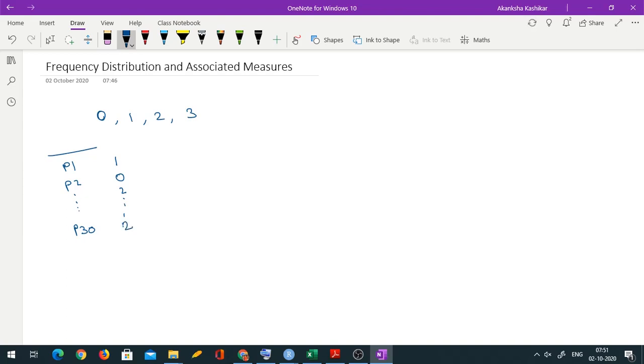Okay. So at the end I can make a frequency table of 0, 1, 2, 3. So how many people said they have 0 siblings? Maybe out of 30, 2 people said they have 0 siblings. Then maybe 20 people said they have 1 sibling. Then maybe 4 people said they have 2 siblings. And then suppose 4 people said they have 3 siblings. Okay. So this becomes a frequency distribution.